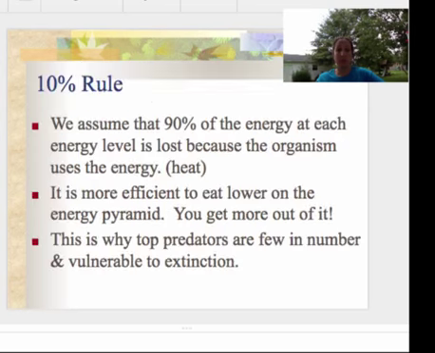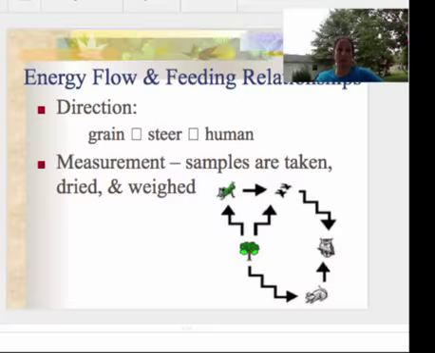And here that is. And this is why the top predators are few in number and vulnerable to extinction. This is because there's not enough energy to go around, so they have to consume more. So here's just an example going from grain, steer to human. How would those arrows work? You can do that on your own.